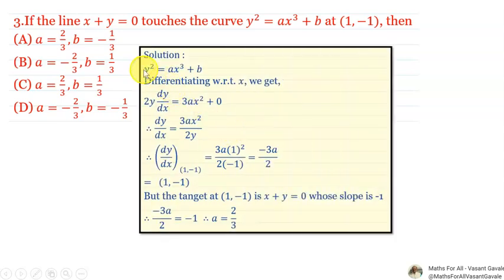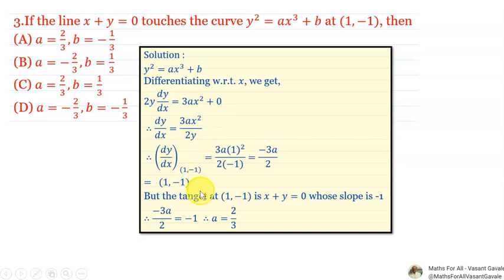Now see this here. y square is equal to a x cube plus b, differentiating with respect to x. Derivative of y square is 2y into dy by dx. Derivative of a x cube means 3a x square. Derivative of b is 0. Therefore, dy by dx is equal to 3a x square upon 2y.